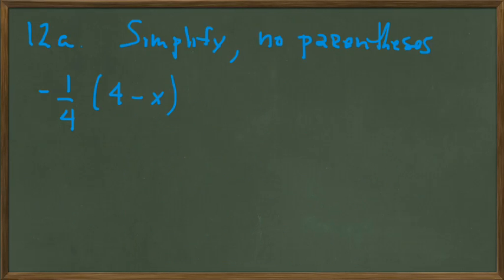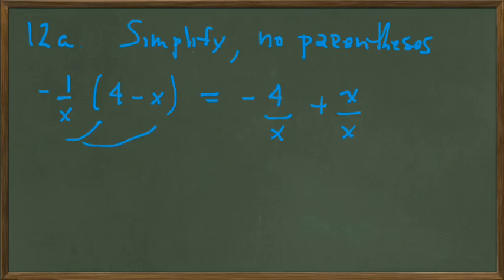Okay, in this group of problems we're simplifying and removing parentheses. So here we're distributing. The minus 1/4 times the 4 gives us a minus 1. That should be minus 1 over x out front. So minus 1 over x times 4 is minus 4 over x, and minus 1 over x times minus x is plus 1, but let's leave it in a form with the denominator, so it's plus x over x.